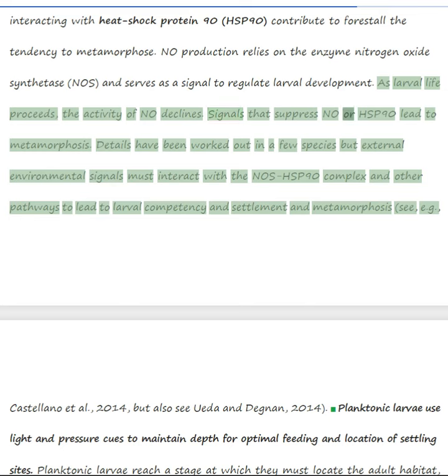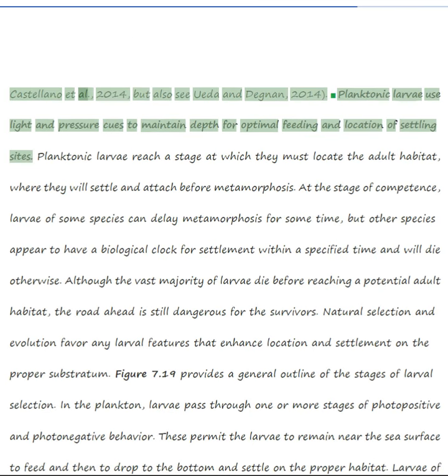Signals that suppress NO or HSP90 lead to metamorphosis. Details have been worked out in a few species, but external environmental signals must interact with the NOS HSP90 complex and other pathways to lead to larval competency and settlement and metamorphosis. See for example Castellano et al., 2014, but also see Ueda and Degnan, 2014.